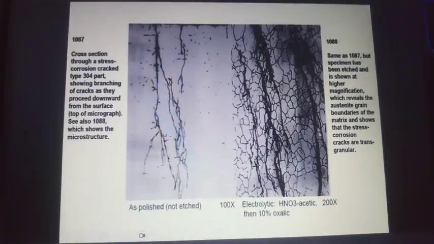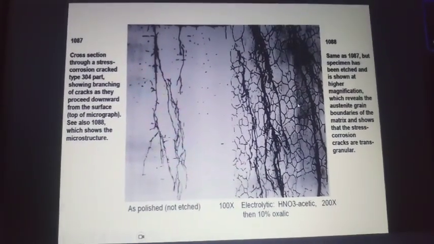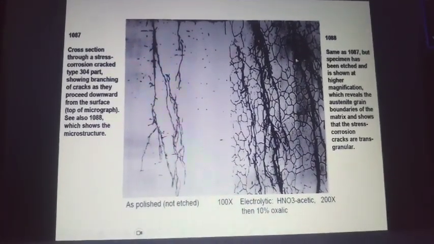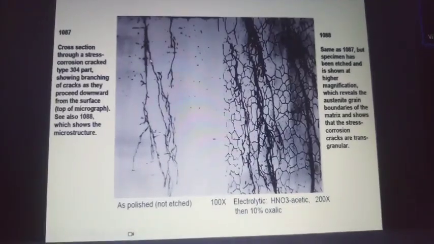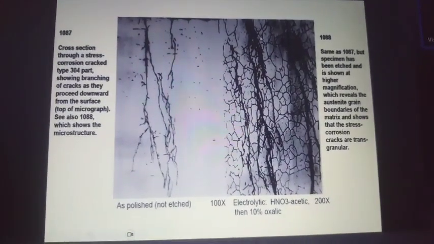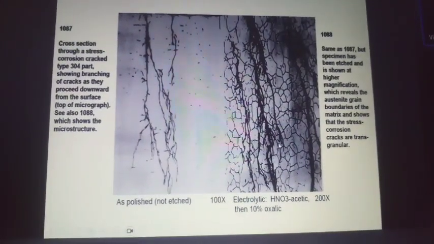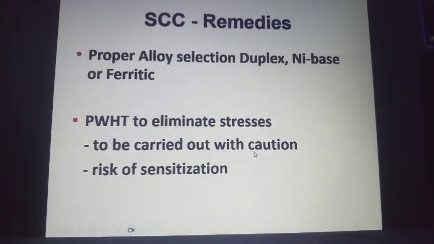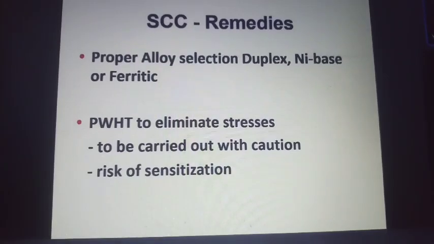So you can have both. This is intergranular corrosion, intergranular SCC. Okay, you can have a transgranular SCC. Transgranular means that it will cut the grains. Intergranular means it will pass through the grain boundaries. Okay, and there is a mixed mode also. It will have both cutting the grain as well as passing through the grain boundary.